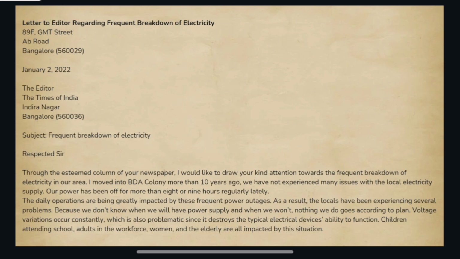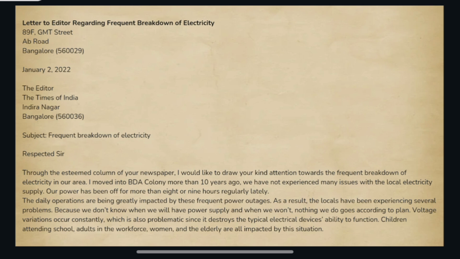I moved into BDA colony more than 10 years ago. We have not experienced many issues with the local authority supply, but now our power has been off for more than 8 or 9 hours regularly. The daily operations are being greatly impacted by these frequent power outages. As a result, the locals have been experiencing several problems. He will start stating the problems now.